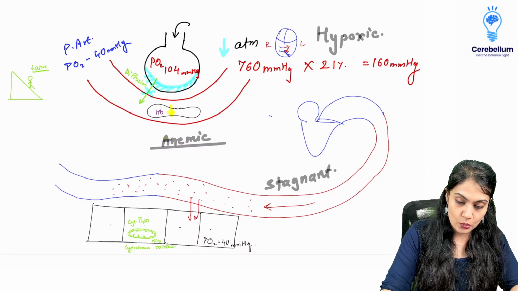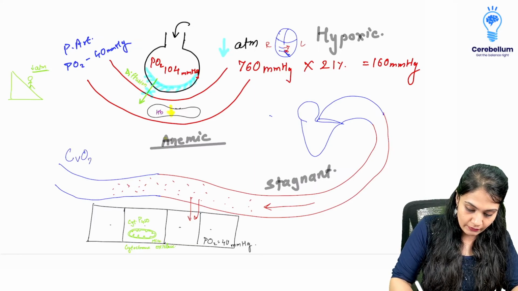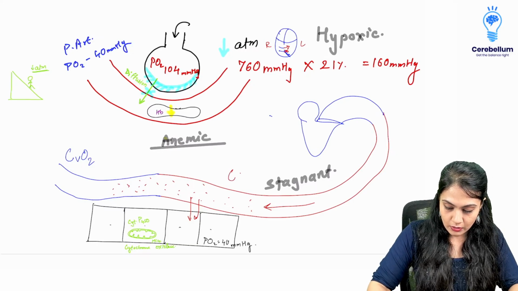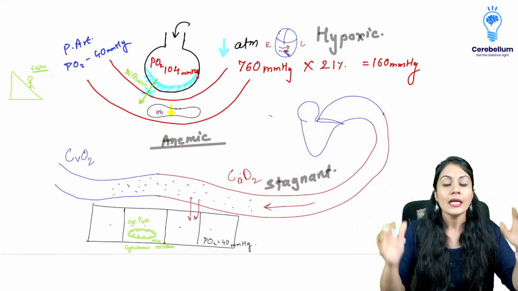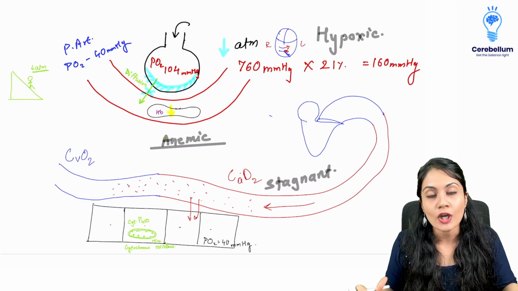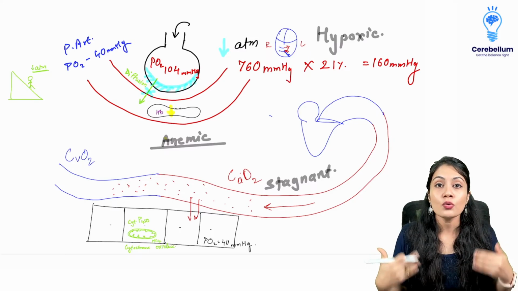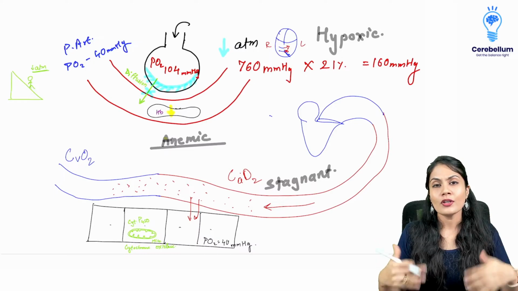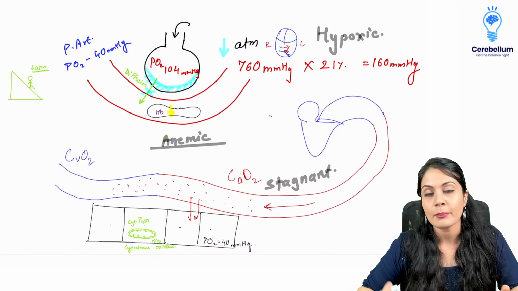If I ask you what is going to happen to the content of oxygen on the venous side, which we call CvO2, and the content of oxygen on the arterial side, which we call CaO2. Because of the slow blood flow, the RBCs are going to take more time to cross the tissue. So they are going to stay there for a longer time. The tissue gets more interaction with that particular RBC, and the more the interaction, the more it is going to extract oxygen from that particular RBC.